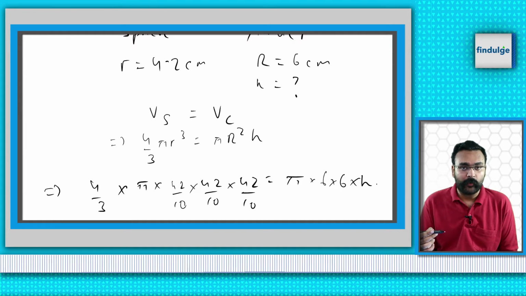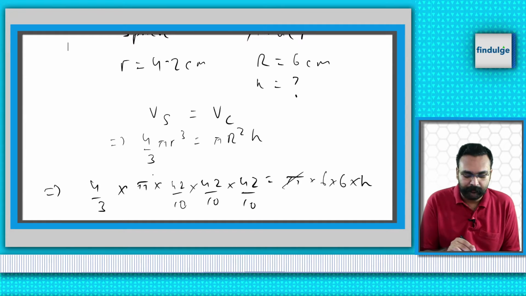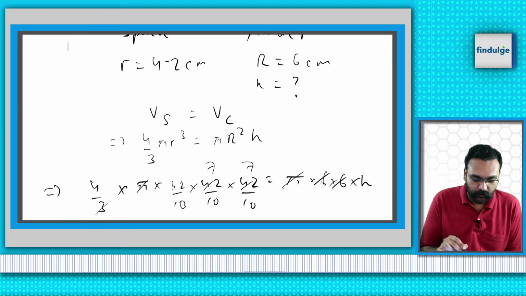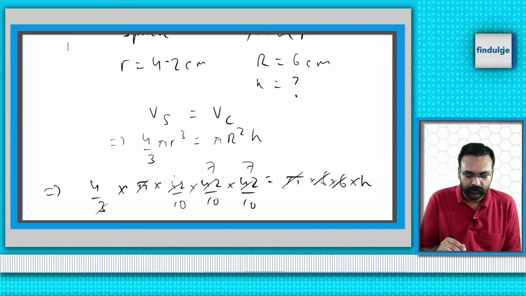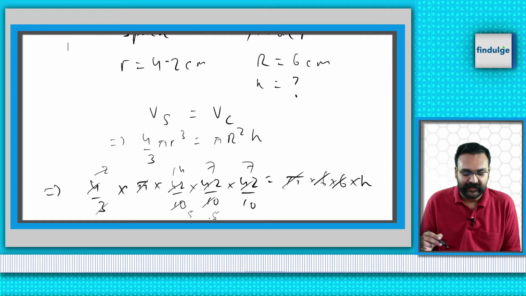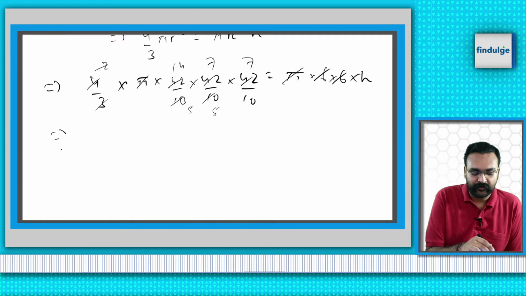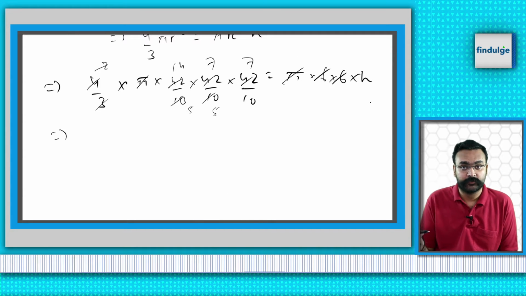And it will become clear to you why I have done this, because if you see, I can cancel pi and pi. I can cancel 6 and 42 with 7, 6 and another 42 with 7. Here I can also cancel 3 and 42 to leave 14, and I can cut 14 and 10 to make it 2 and 5, and the 2 and another 10 to make it 5 again. And so we simply get, on this side we have only h left, which is what we want.